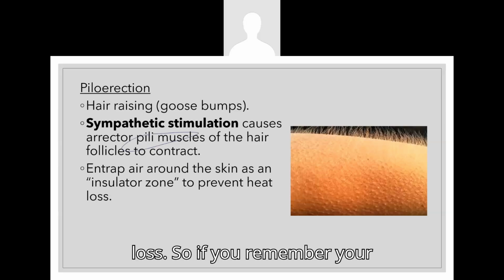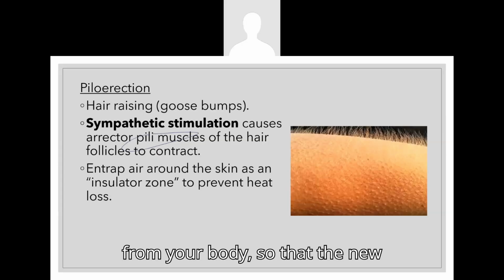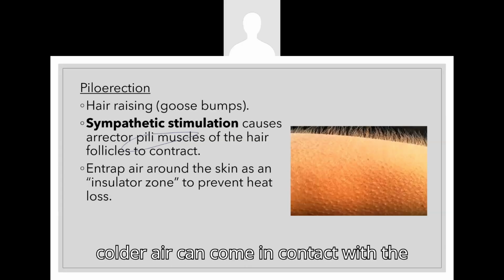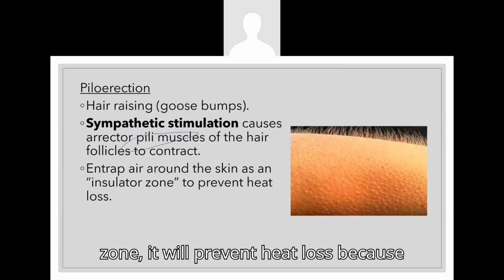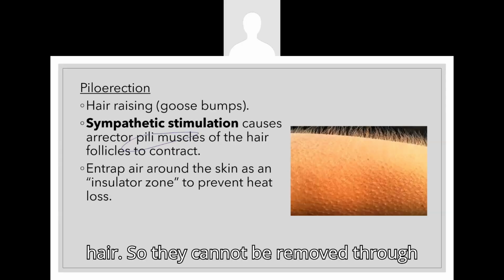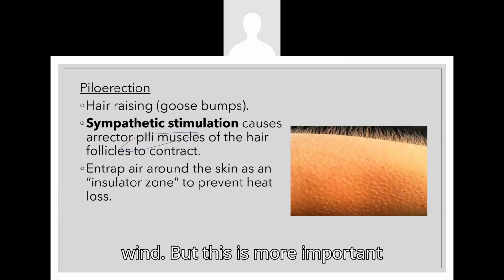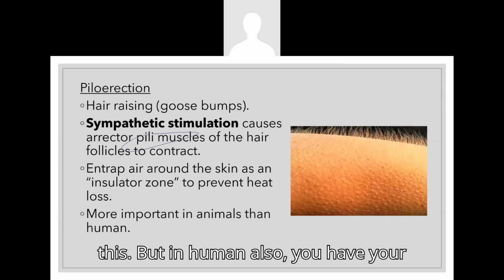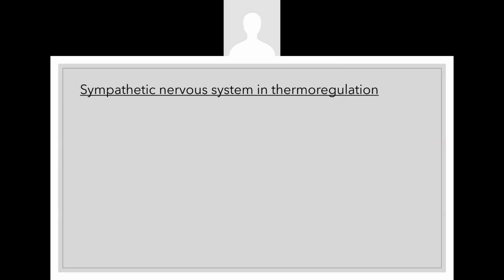So if you remember convection, where you remove the warm air from your body so that the new colder air can come in contact with the skin. So when you have this insulator zone, it will prevent heat loss because you trap the air within the hair. So it cannot be removed through convection unless it is a very strong wind. But this is more important in animals than humans. I think you're aware of this. But in humans also, you have your piloerection.